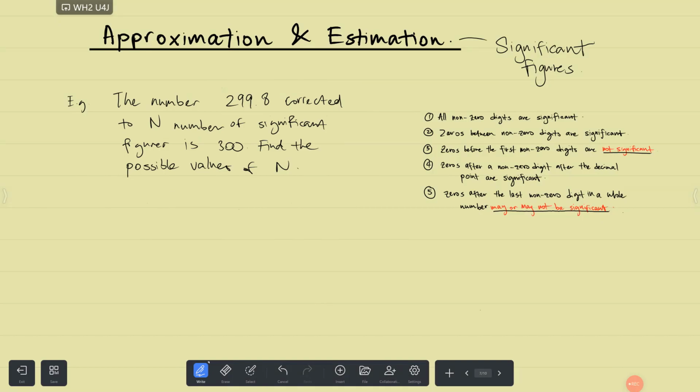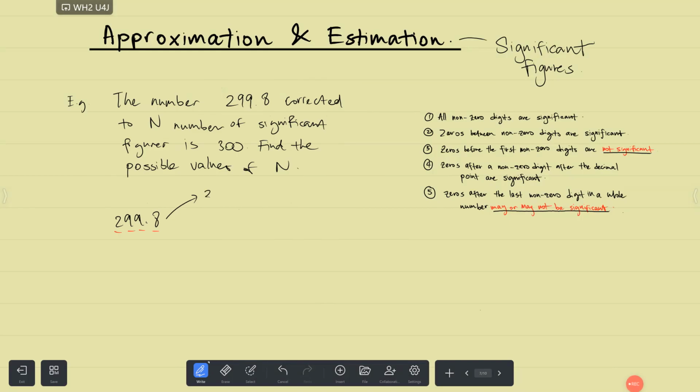So over here we have another example. It reads that the number 299.8 corrected to n significant figures is 300. Find the possible values of n. So we have 299.8, and you can actually experiment. Currently it has 1, 2, 3, 4 significant figures. If you round it off to anything less than that, let's see what happens.